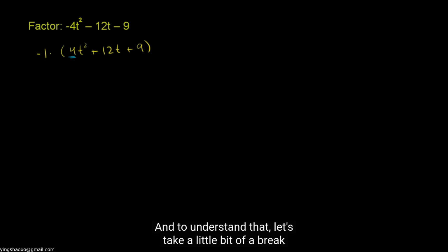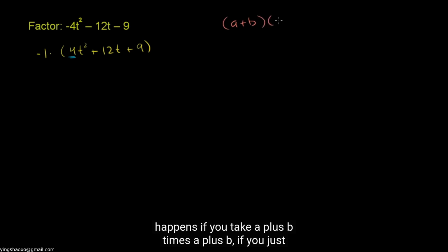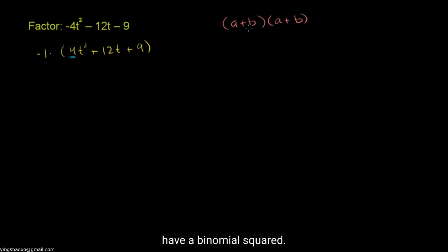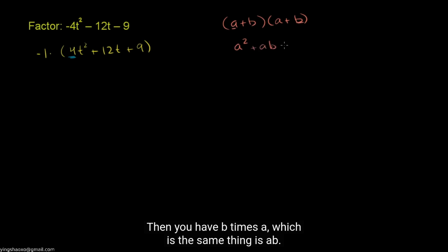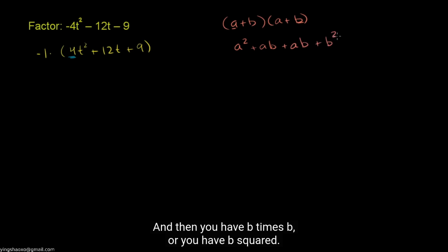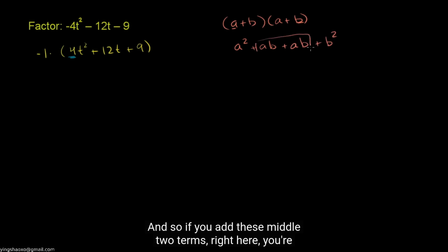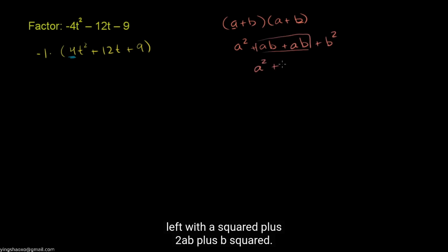To understand that, let's take a little bit of a break here on the right-hand side and think about what happens if you take a plus b times a plus b, a binomial squared. Well, you have a times a, which is a squared. Then you have a times b, which is plus ab. Then you have b times a, which is the same thing as ab. And then you have b times b, or b squared. If you add these middle two terms, you're left with a squared plus 2ab plus b squared. This is the square of a binomial.